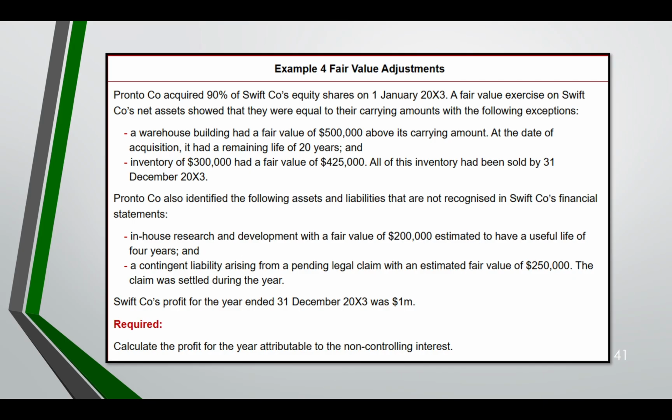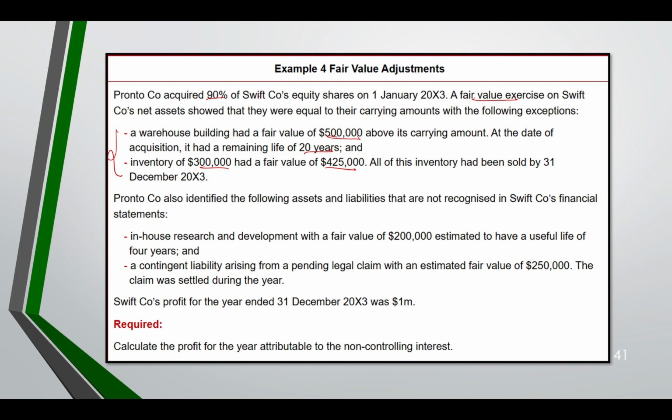Example 4. So you have to calculate the profit to NCI. Here, Pronto is acquiring 90% of Swift. The fair value exercise is there. Except these two exceptions, fair value is equal to carrying amount. So you have to adjust your fair value for this. Your warehouse had a fair value of 500 above the carrying amount. Remaining life is 20 years. That means you have to depreciate. Then inventory is 300, fair value is 425. This also you have to increase.